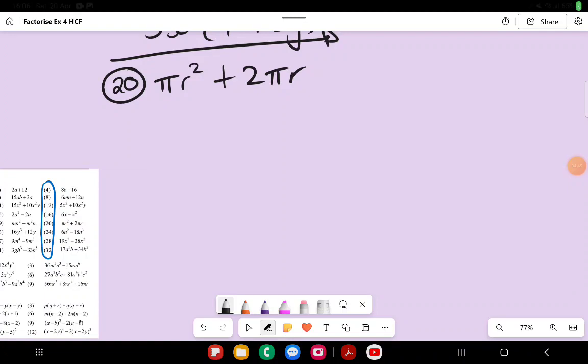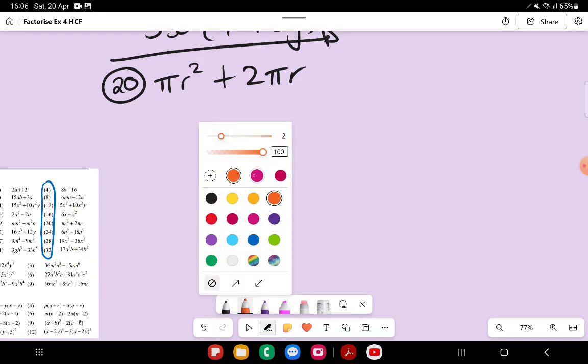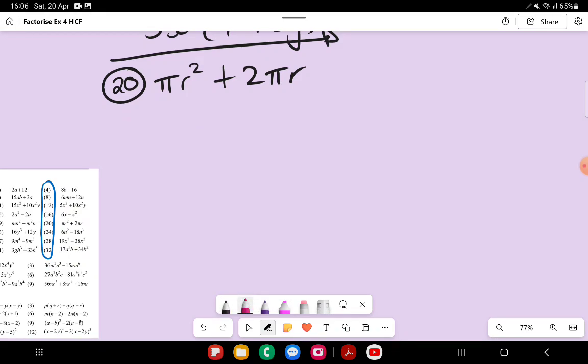Question 20 is pi r squared plus 2 pi r. So the only thing that I want to factorize there is going to be the r squared. So on my first term, I'm going to have pi r r, plus 2 pi r is already prime, so there's nothing to do there. So now I want to take out my highest common factors, and I have pi here and pi there, so I take pi out. I have r here and r there, I take r out.